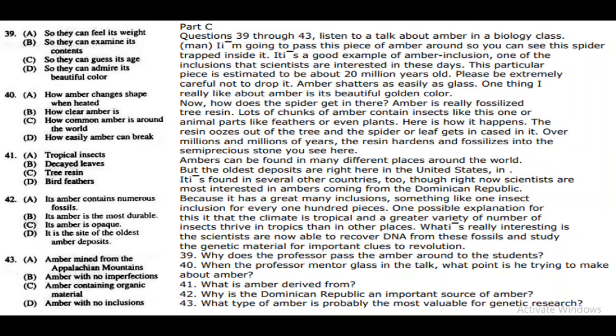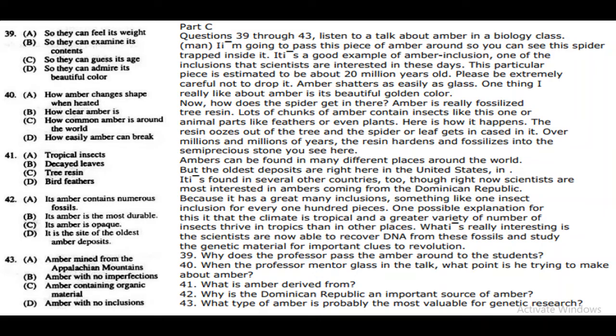Amber can be found in many different places around the world, but the oldest deposits are right here in the United States, in Appalachia. It's found in several other countries too, though right now scientists are most interested in amber coming from the Dominican Republic, because it has a great many inclusions, something like 1 insect inclusion for every 100 pieces. One possible explanation for this is that the climate is tropical, and a greater variety and number of insects thrive in the tropics than in other places.